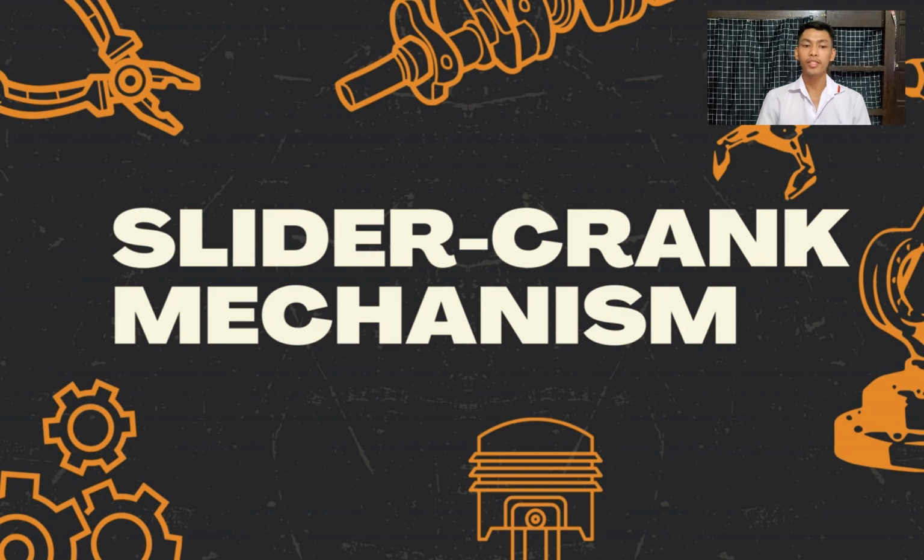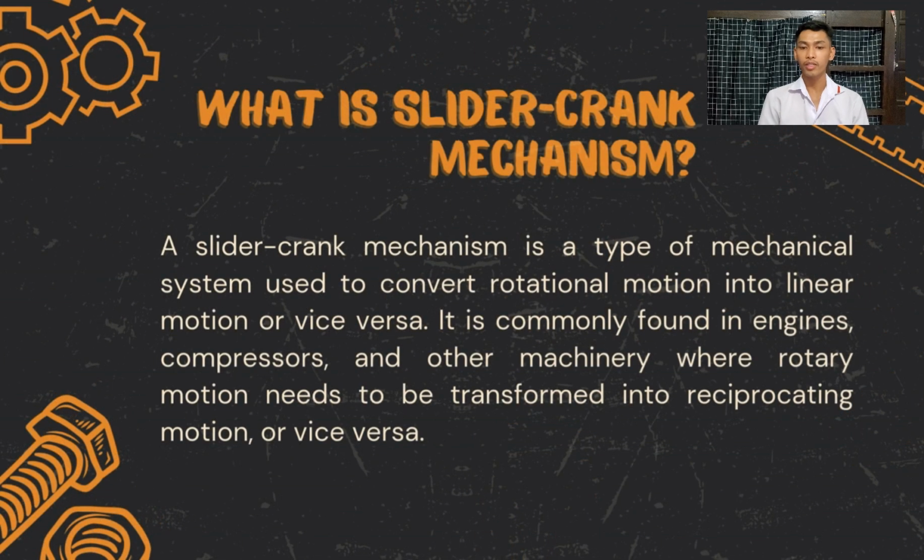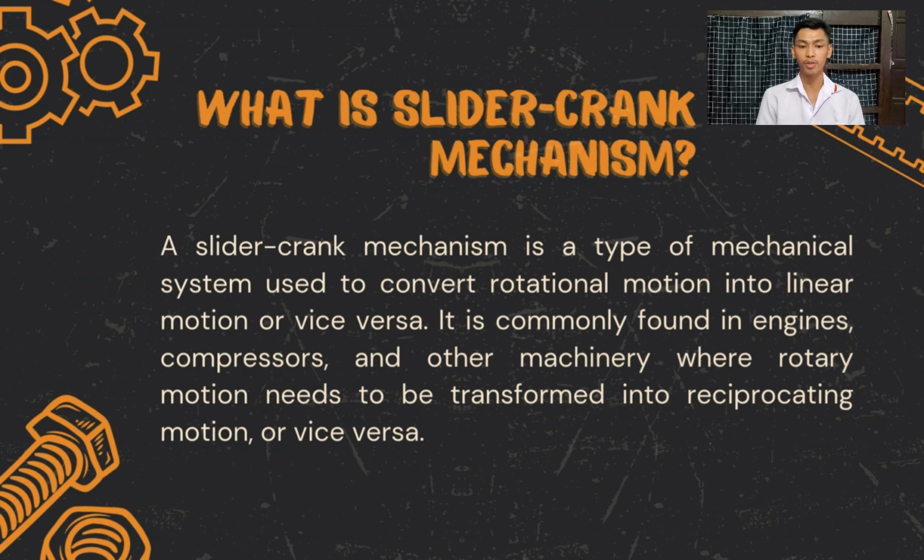Slider crank mechanism. A slider crank mechanism is a type of mechanical system used to convert rotational motion into linear motion or vice versa. It is commonly found in engines, compressors, and other machinery, where rotary motion needs to be transformed into reciprocating motion or vice versa.